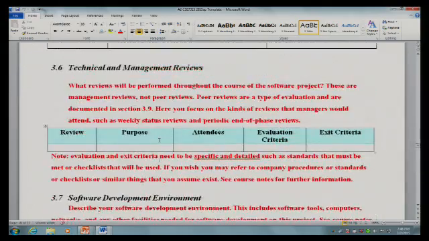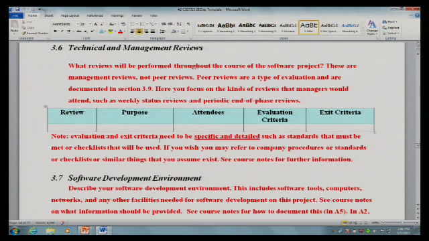Reviews. We haven't really got into reviews yet. We talked a little bit about it, but we're going to talk more about it. And again, I want you to think, at what point am I going to have a review of some sort, and what is it going to discuss, and so forth and so on.